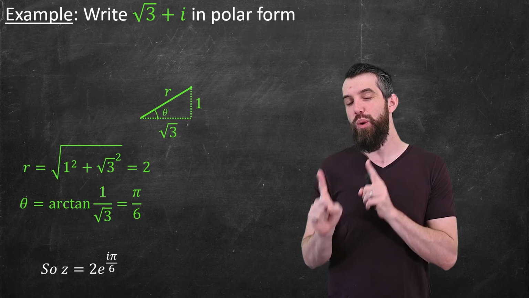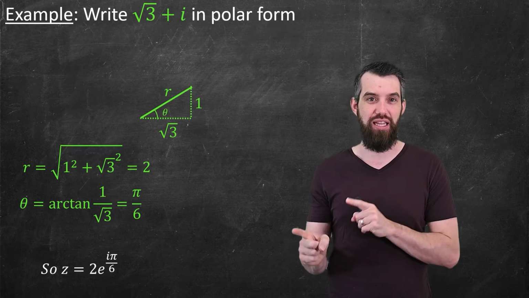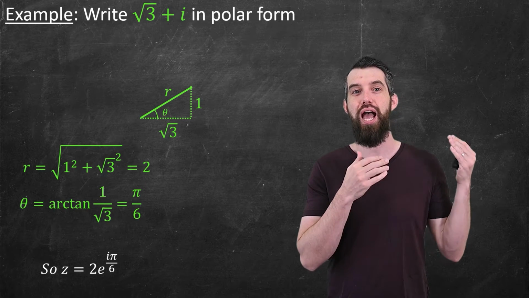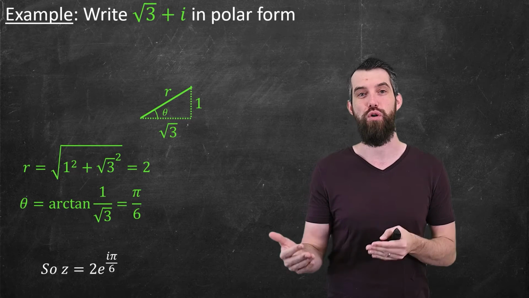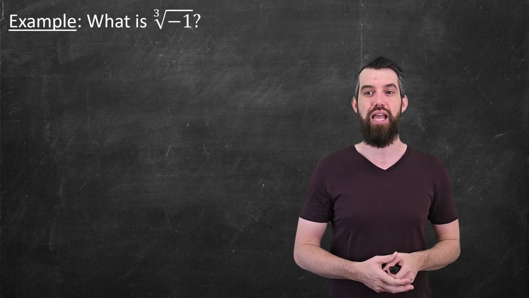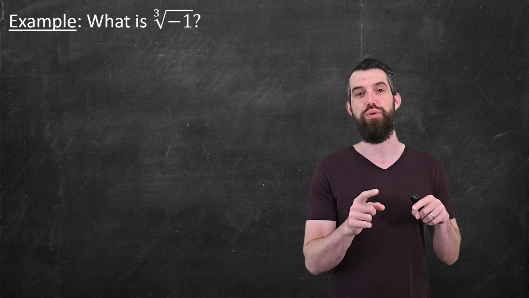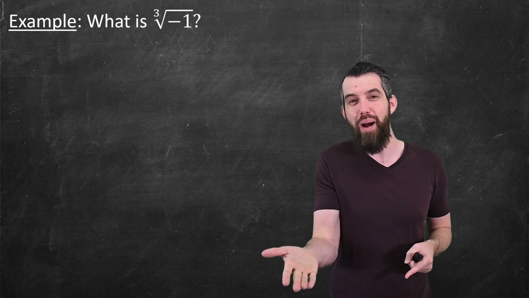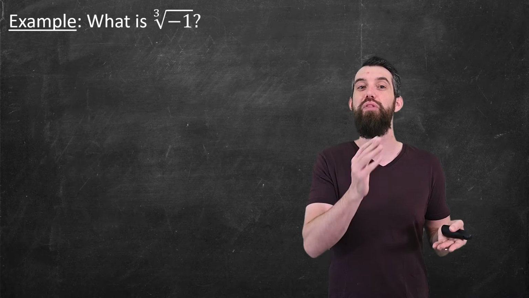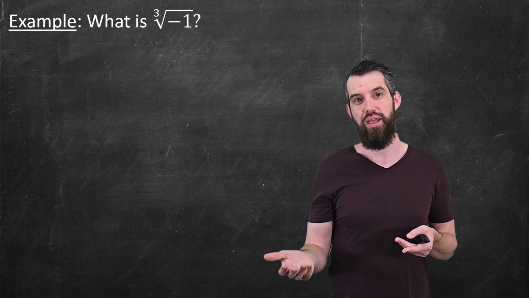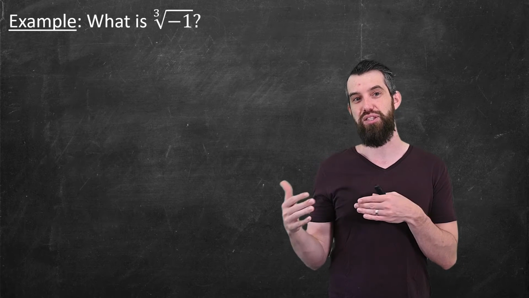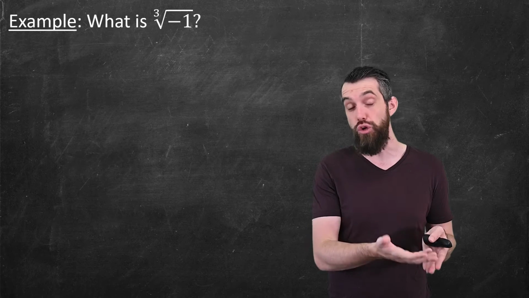Let's see one more example and really try to illustrate it geometrically as to just how valuable the polar form can be. In this final example, I want to consider the cube root of minus 1. The square root of minus 1 was defined to be i, but what about the cube root of minus 1? Another way to think about this is that this is the solution to the equation x cubed equals minus 1.